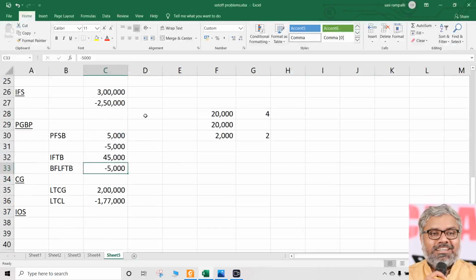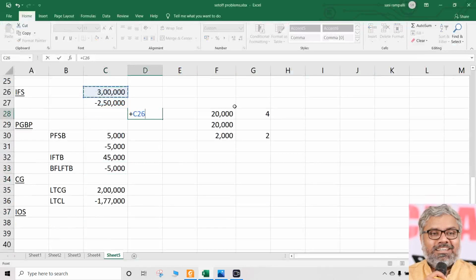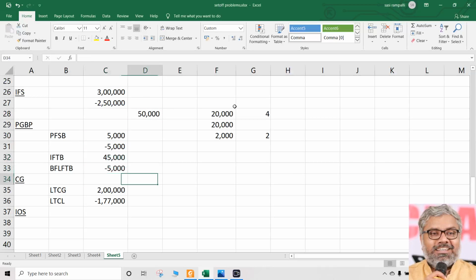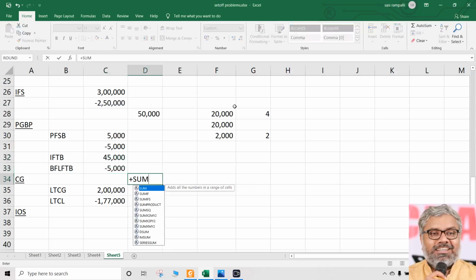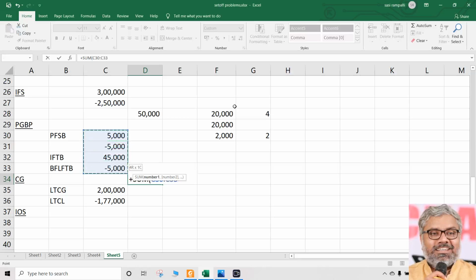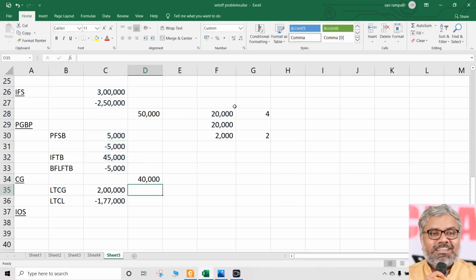So what is the income from salary finally? What we have after setting off this 50,000, and after taking into consideration all the other types of business losses and profits, what is the total of this? That is 40,000.